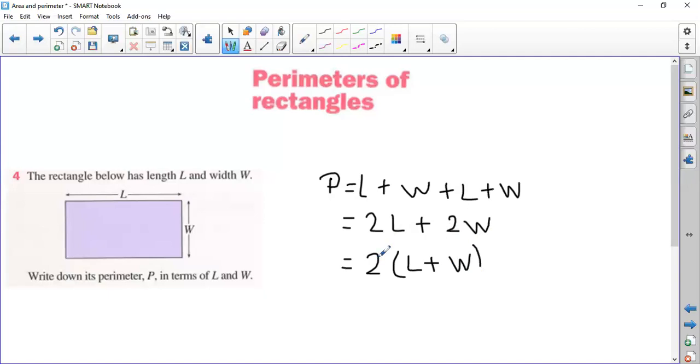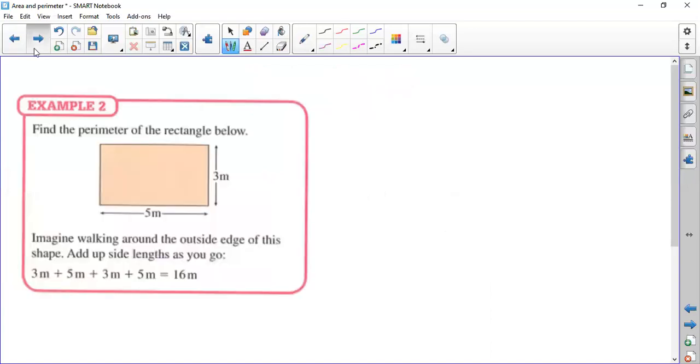Okay, we know the distributive property: 2 times L is 2L and 2 times W is 2W. So the perimeter of a rectangle is equal to 2 times length plus width. Let's see some examples to practice the formula. Find the perimeter of the rectangle below.